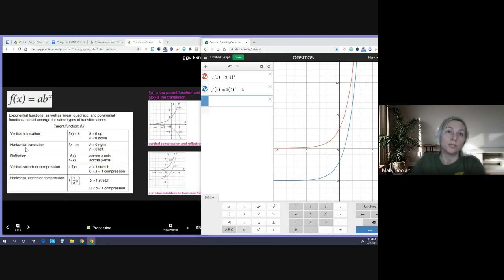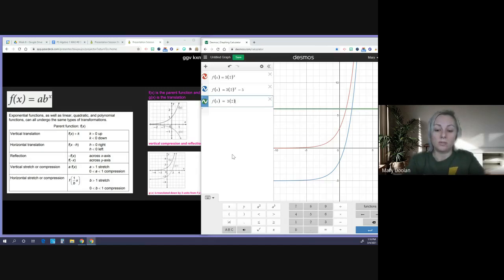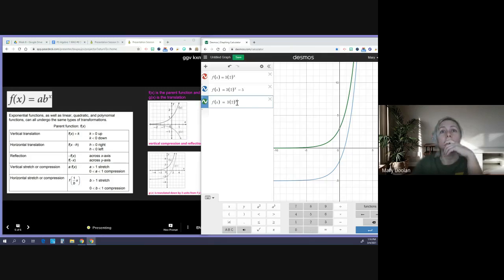Now, the horizontal translation, f of x minus h, is a translation where if h is greater than 0, a positive number, you move to the right. If h is less than 0, negative, you move to the left. I'm actually changing the exponent on this one. So I'm going to rewrite this parent function. We'll call it the parent function when it's the original one you start with. We had 3 times 2 to the power of x. We want to change it so that we have either x minus something or x plus something. If it's x minus something, that's going to move it to the right.